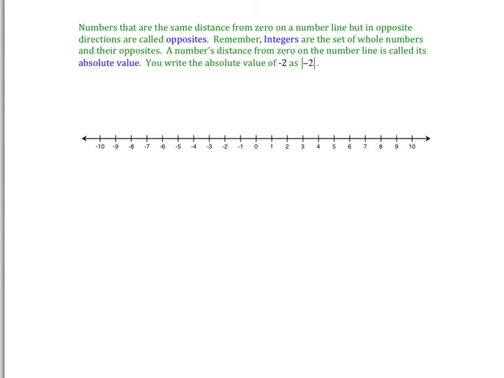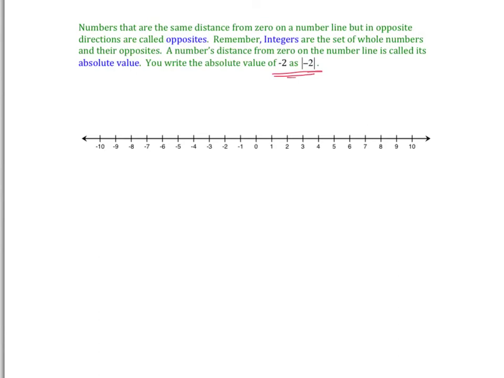Numbers that are the same distance from 0 on a number line, but in opposite directions, are called opposites. Remember, integers are the set of whole numbers and their opposites. And so far, all I've talked about are integers, and I'm going to spend most of this unit dealing with integers, but we will deal with some rational numbers as well. A number's distance from 0 on the number line is called its absolute value. You write the absolute value of negative 2 using the absolute value bars.